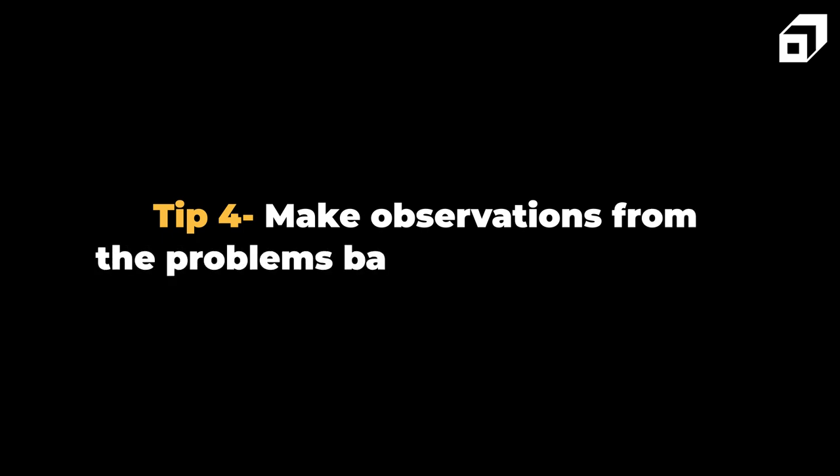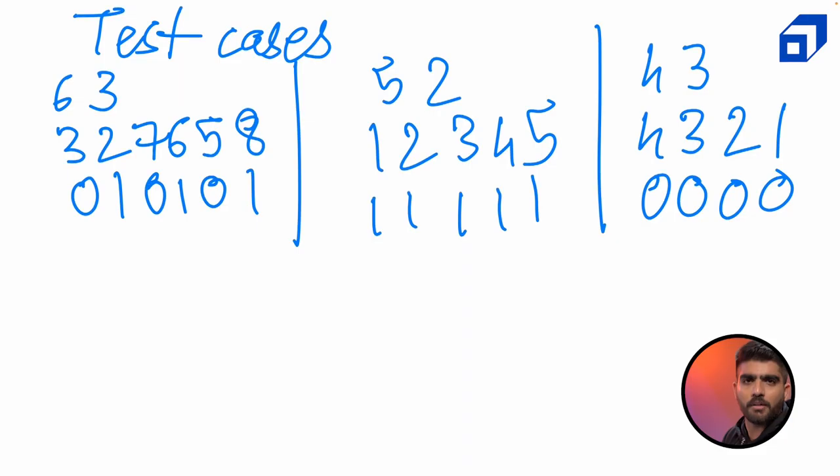Tip 4. Take some observations from the problem. Based on the patterns that you have observed, choose a core data structure and algorithm. Find out if there are multiple solutions possible and make a trade-off based on time and space complexity and choose the one which is the most optimal one.